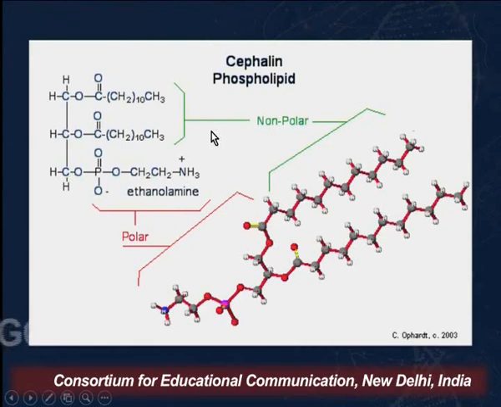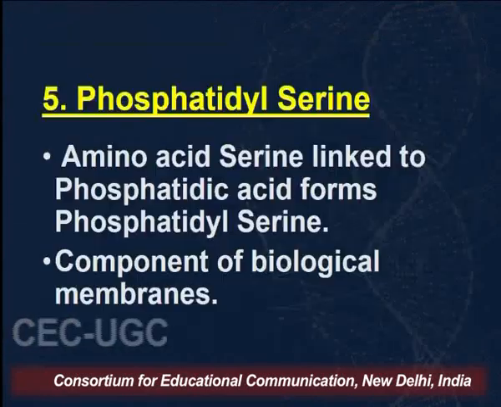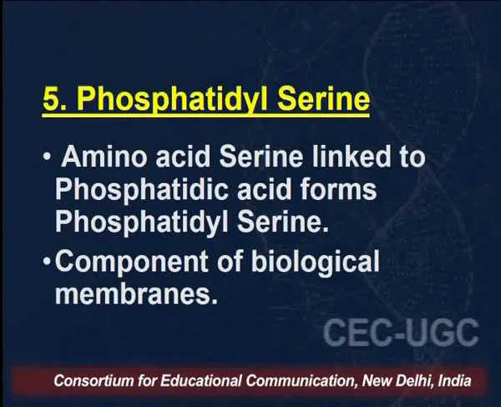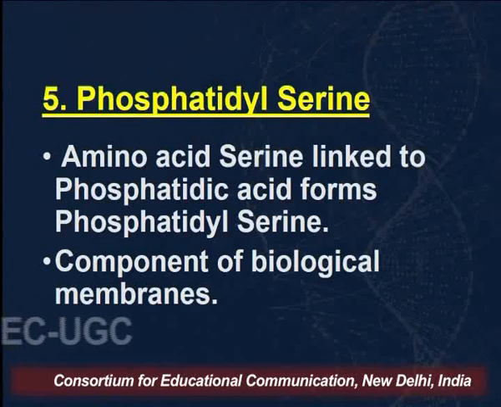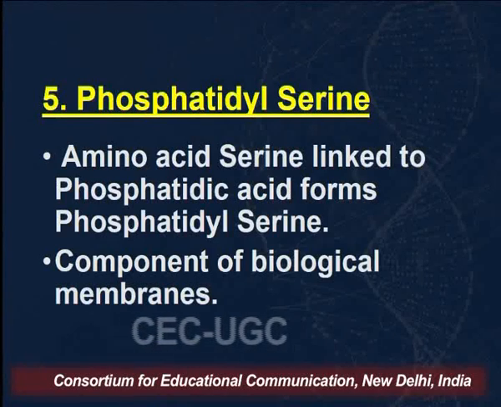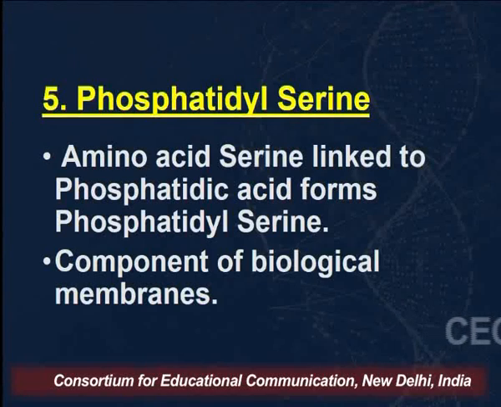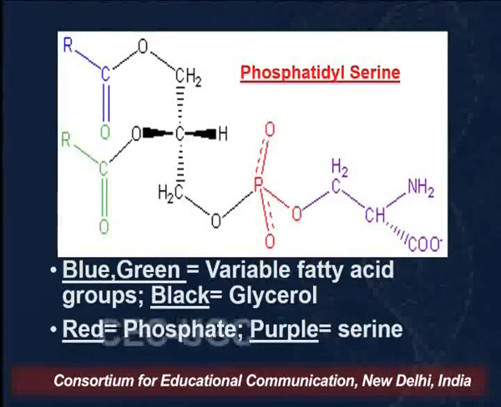So now if we discuss the next cephalin, which is serine cephalin, then what you will find is the only difference there would be the nature of the base present there. The base present in phosphatidylserine is serine, and this amino acid serine is linked to phosphatidic acid by phosphoester bond, and it will form phosphatidylserine. And this phosphatidylserine is an important component of biological membranes.